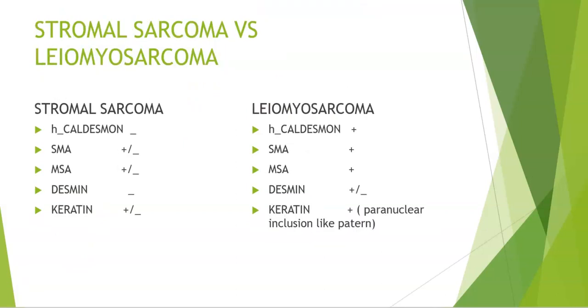Now if there is confusion between stromal sarcoma and leiomyosarcoma, what IHC do we have to perform? H-caldesmon is positive in leiomyosarcoma while negative in stromal sarcomas. SMA and MSA can be positive or negative, while they are positive in leiomyosarcoma. Desmin is negative in stromal sarcoma. Keratin may be positive or negative. Desmin is positive or negative in leiomyosarcoma, and keratin will be positive in leiomyosarcoma with a paranuclear inclusion-like pattern. So leiomyosarcoma will be positive for H-caldesmon, SMA, MSA, desmin and keratin.